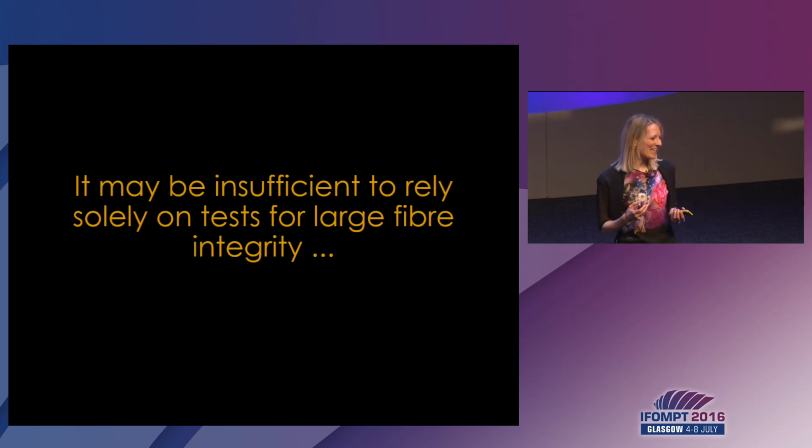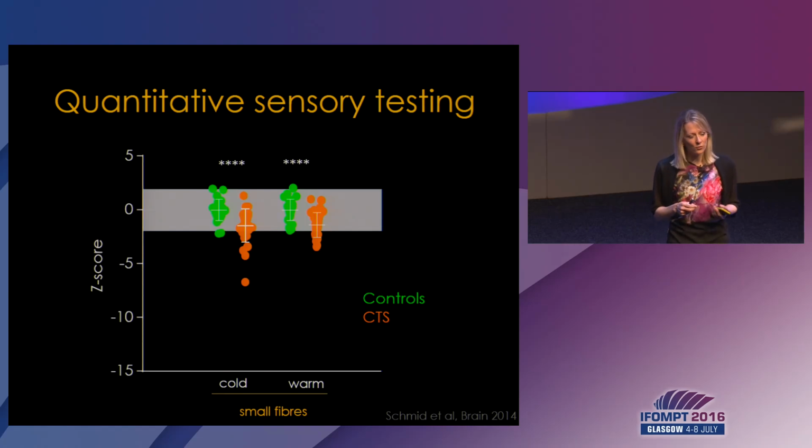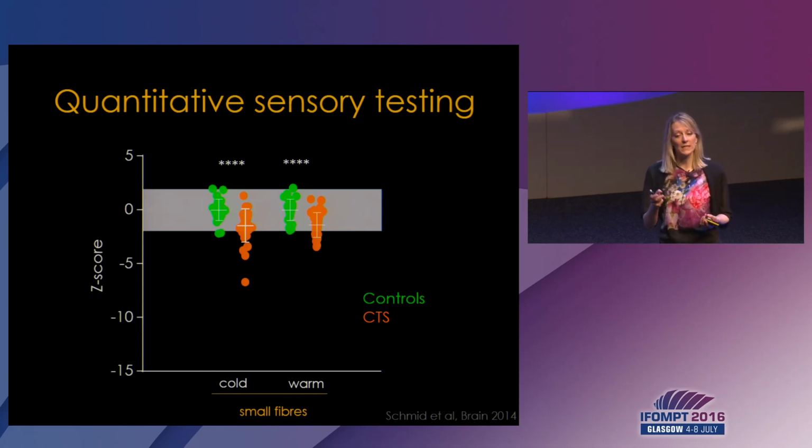And I'm not advocating that you take skin biopsies, obviously, but there are other tests that we can do in clinics. Quantitative sensory testing is something that has become quite fashionable over the past decade, and quite commonly it is used in a neurological setting. And we actually confirmed that quantitative sensory testing is able to pick up this loss of small fiber function. As you can see here, patients with carpal tunnel syndrome have significantly more difficulties feeling cold and warm stimuli, which are mediated by A delta and C fibers respectively.